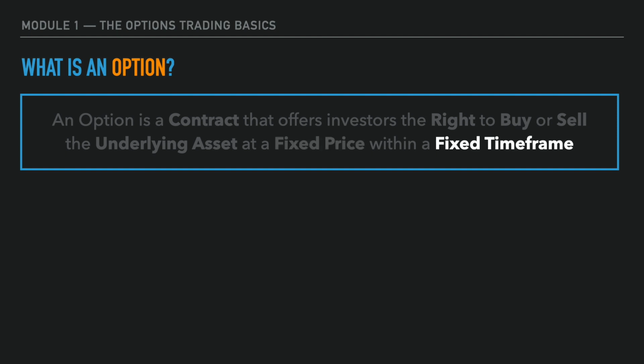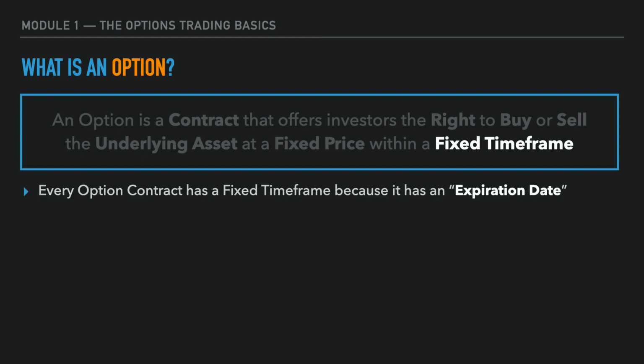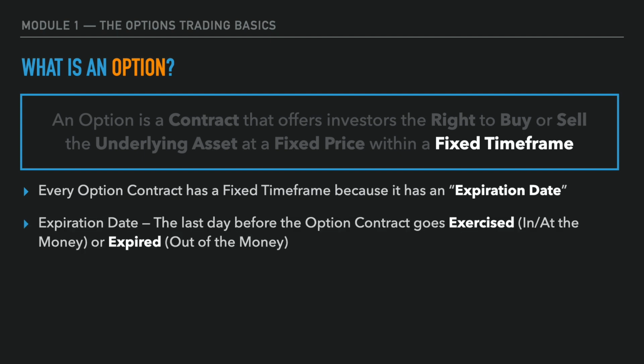Another important key feature of an option contract is the fixed time frame. It's also known as the expiration date. So what exactly is this expiration date? The expiration date is basically the last day before the option contract goes either exercised or expired.